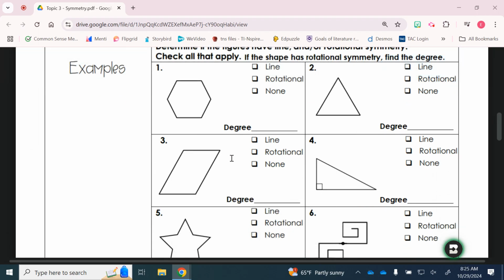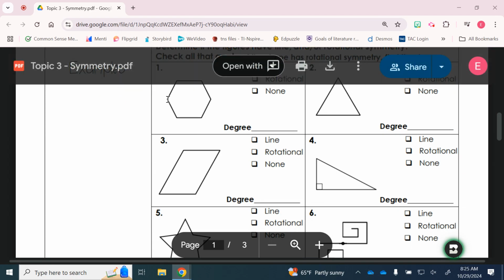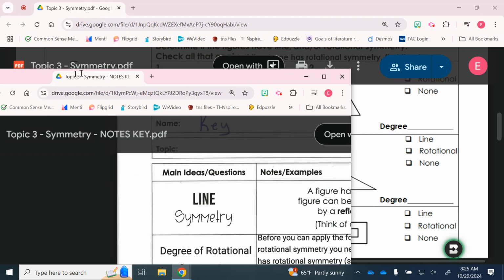All right, let's take a look at this next one. So we're going to take a look at all the odds. Where did my stuff go? Why did it do that? Oh, that's weird.